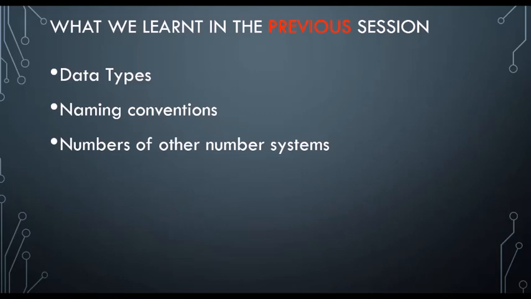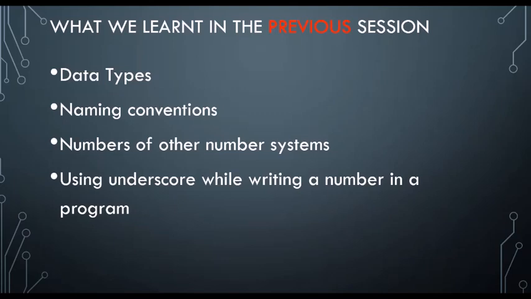Numbers of other number systems, yes, we did this also. So we did the octal, hexadecimal and binary number systems. Using underscore while writing a number in a program: when a programmer wants to write a large number and wants to put commas in between, he can put underscores instead of using commas. And last of all, we did variables. We'll be doing variables later in this session also.